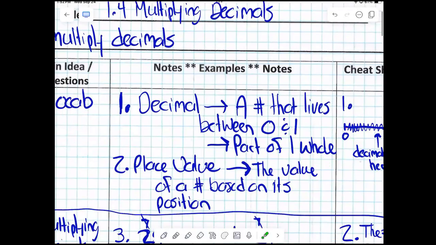Decimals are part of what? Place value. And place value is the value of a number based on its position. So like if I have the number 4 in the tens place, what's it worth? 40. 4 tens is worth 40, right?